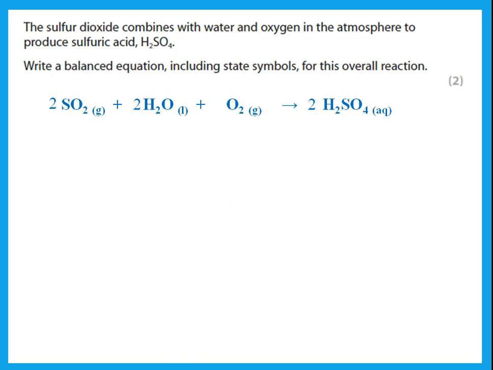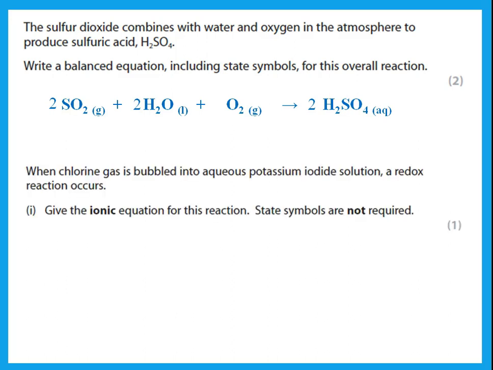Now the total oxygens. Remember as a hint, we leave oxygen till the end, so you should balance the sulfur and the hydrogen and leave the oxygens till the end. Now the oxygens as it is, before the arrow I have 2 times 2 is 4, plus 2, that's 6, plus 2, that's 8. So I have 8 oxygens before the arrow. After the arrow I have 2 times 4, so this is balanced.